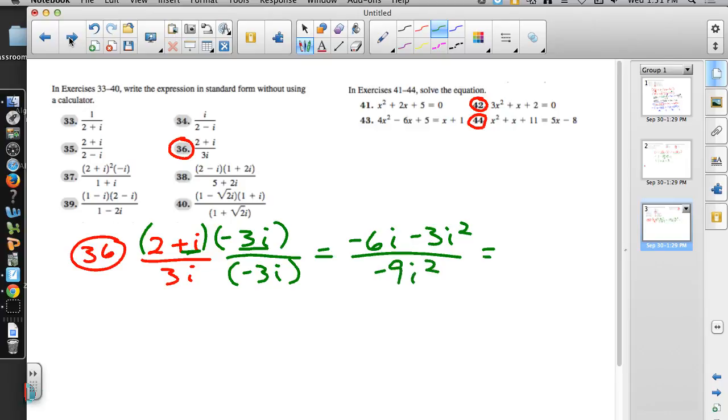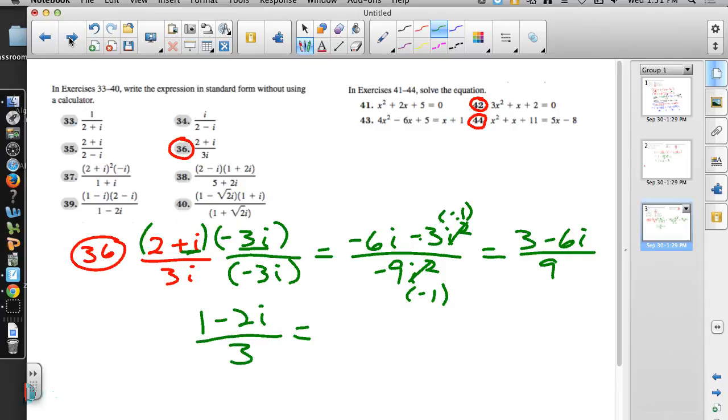So we have some simplifying to do here. The i squared is a negative 1. So negative 3 times negative 1 will give us 3 minus 6i. And that will be over i squared of negative 1. Negative 9 times negative 1 is 9. Now, you might want to go ahead and reduce that right now by a factor of 3.